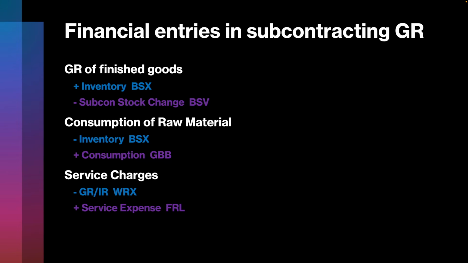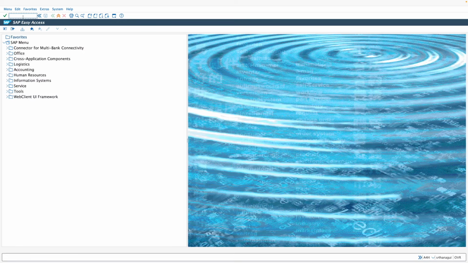Now let us see in SAP how we can create a subcontracting purchase order, and then how we can do these activities, and then we'll verify the financial entries that get posted when we do the GR of the finished good. So let's start. So now let's start in SAP. In our first step, we'll create a subcontracting PO. So we'll go to T Code ME21N.